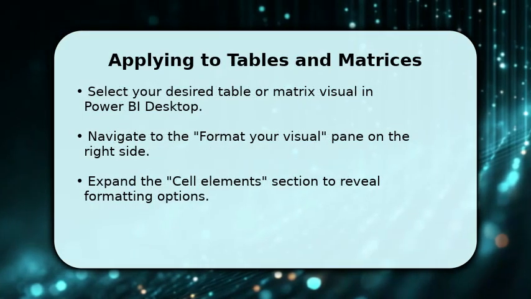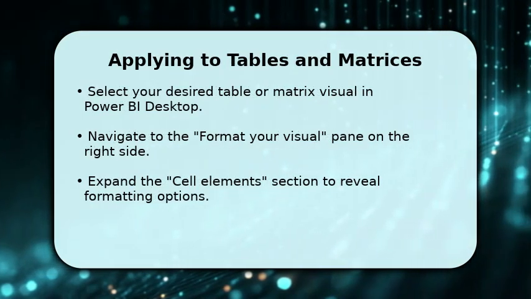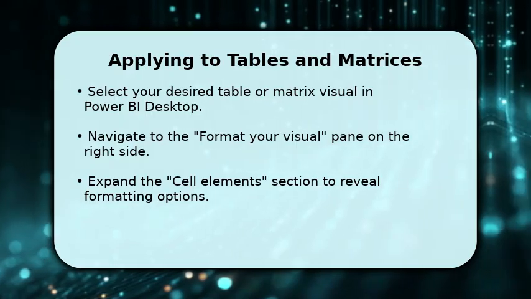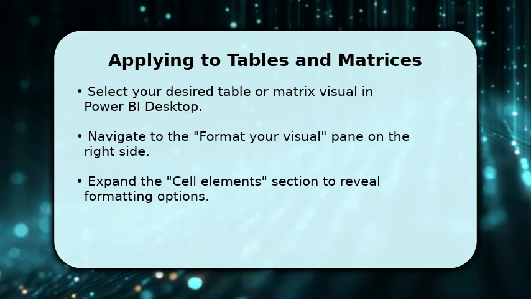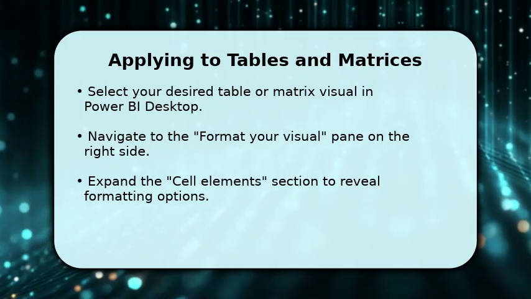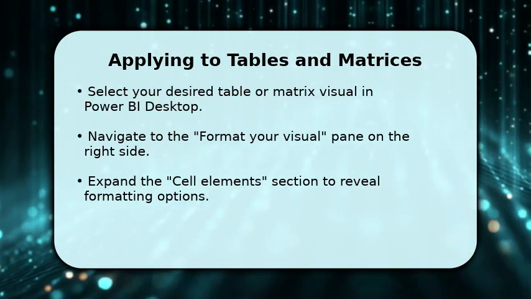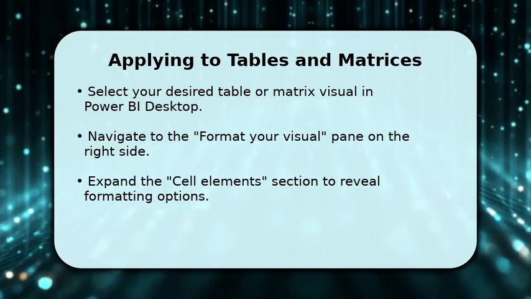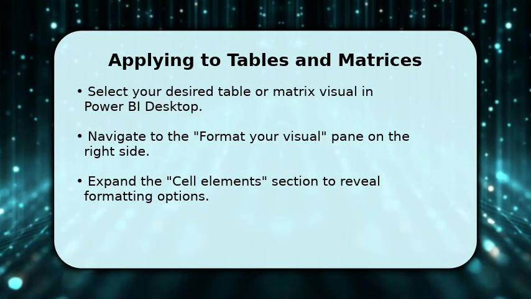To begin, select the table or matrix visual you want to enhance. Then, head over to the Format Your Visual pane, which is typically found on the right-hand side of your screen. Within this pane, you'll find a section called Cell Elements. Expand this section, and you'll see a list of fields from your data model. Pick the particular field where you want to apply your conditional formatting rules.